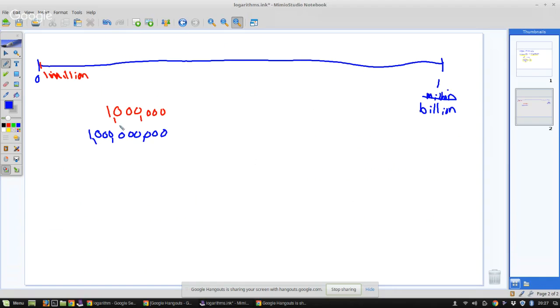Okay, doesn't look too bad. How come the million is so little? Well, the way I wrote it here, to make 1 billion, I need 1,000 millions. So that means a million is 1,000th of a billion. I need 1,000 of these millions to get a billion.